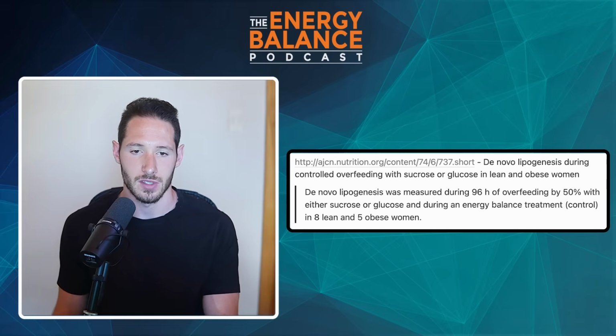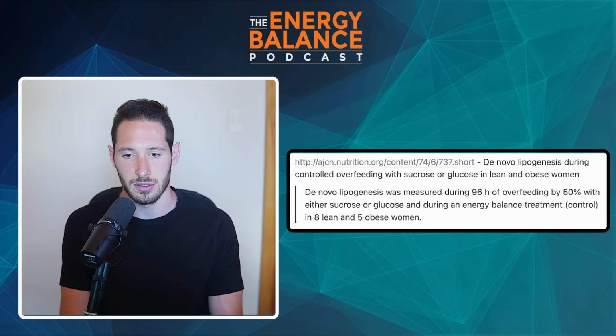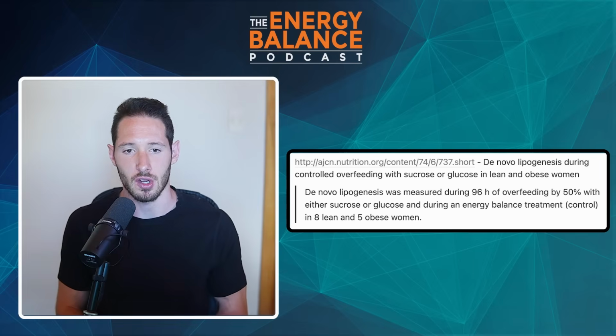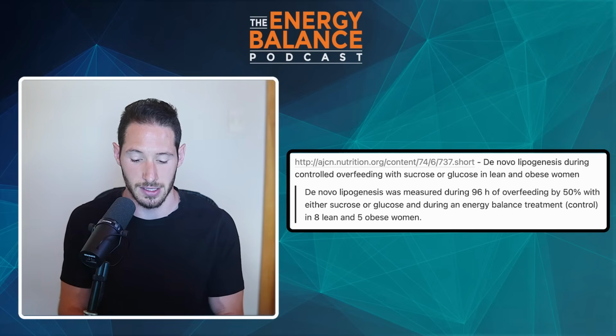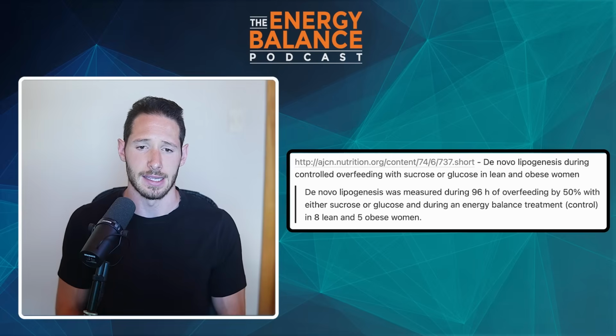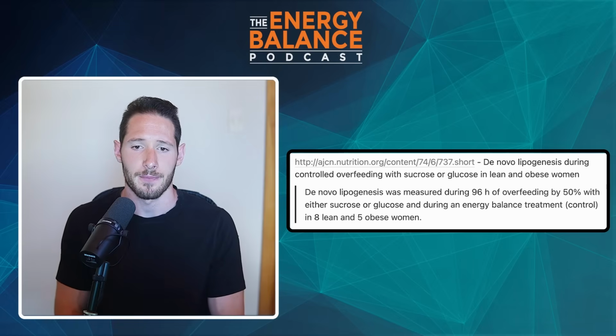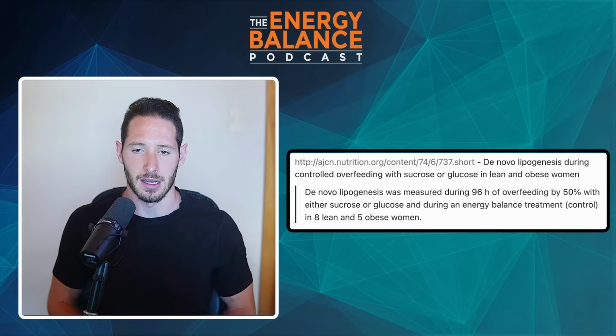And then they compare that to an energy balance treatment that controls in 8 lean and 5 obese women. So this is the general protocol, 96 hours, which is 4 days of massive overfeeding using primarily sucrose or glucose. Of course, again, sucrose has the fructose in there. And they compared that to a control group that didn't have any increase in overfeeding, any increase in calories. There was some fat provided in the overfeeding.